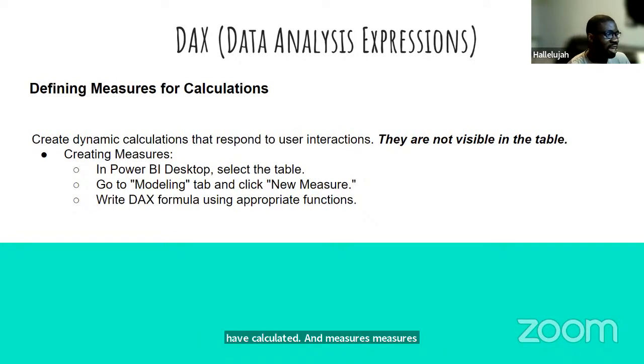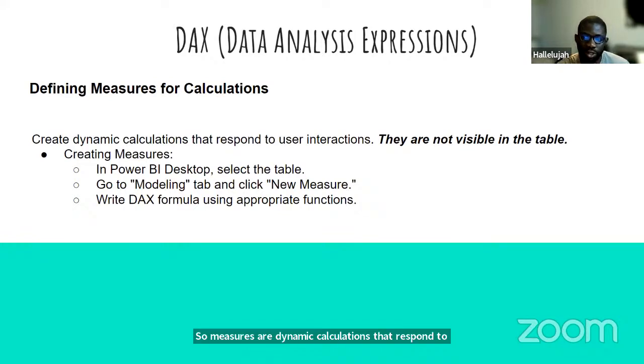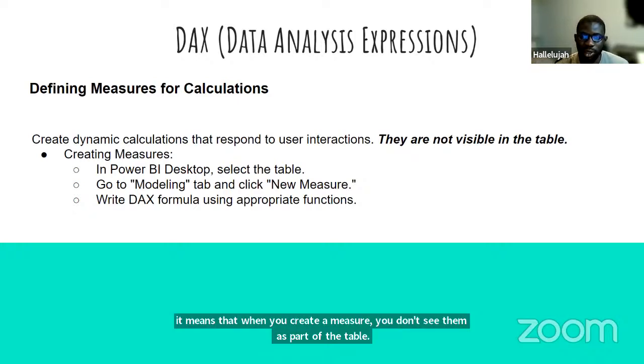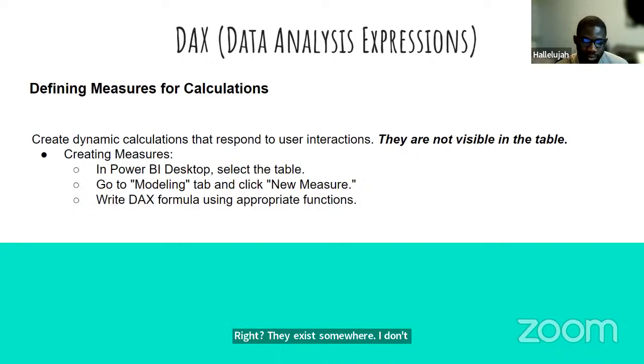Measures are dynamic calculations that respond to user interactions. We are going to be seeing that soon. And the opposite, they are not visible in the table. So when you create a measure, you don't see it as part of the table, right? They exist somewhere, but they are not part of the table. You only find them when you summon them. We'll be seeing that also.